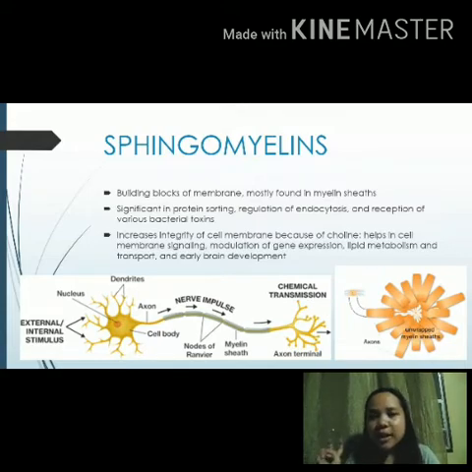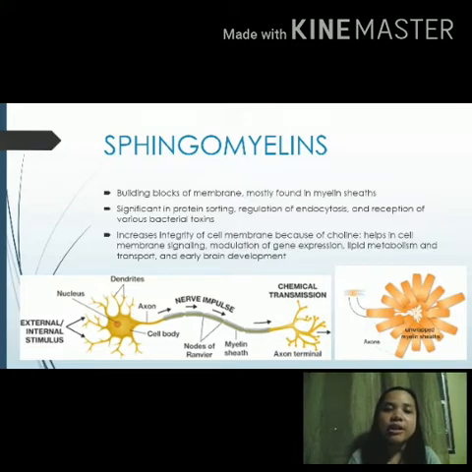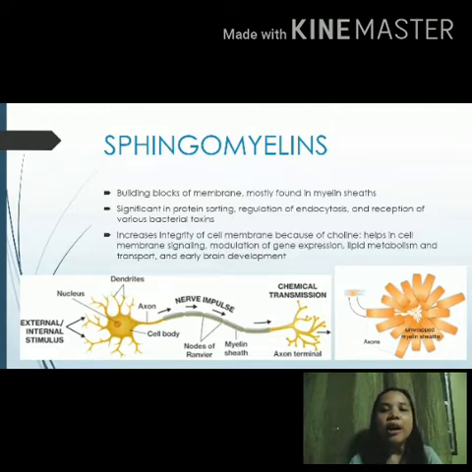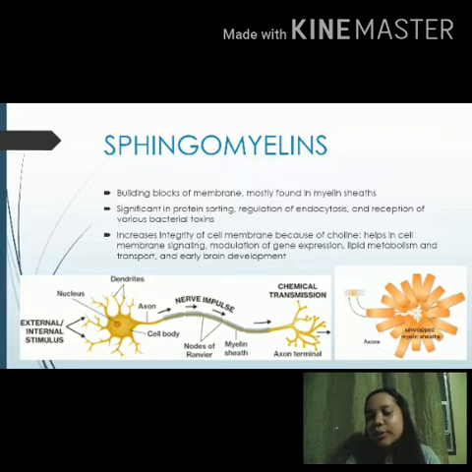Thus, the name sphingomyelins, since myelin sheaths are what protect the axon of the nerve. That is why sphingomyelin is abundant in the myelin sheath, because they form the lateral domain, as shown in the unwrapped myelin. So, sphingosine is significant in protein sorting, regulation of endocytosis, and they act as receptors of various toxins.